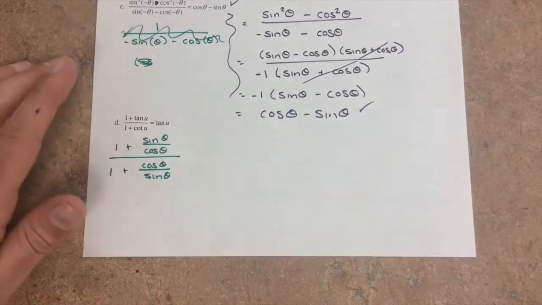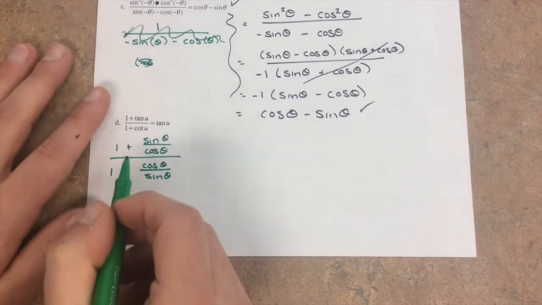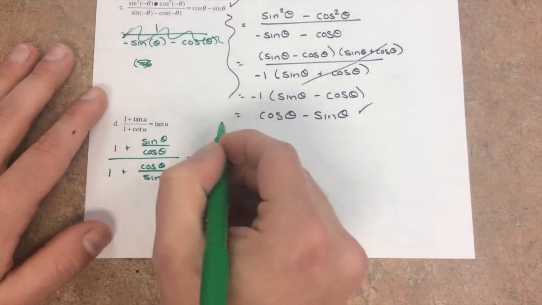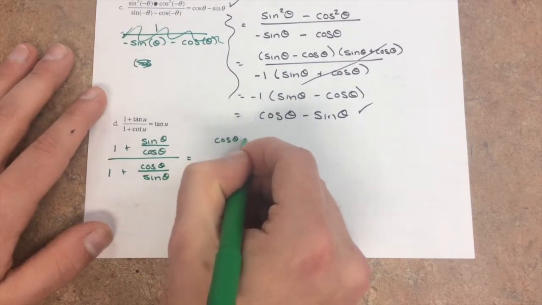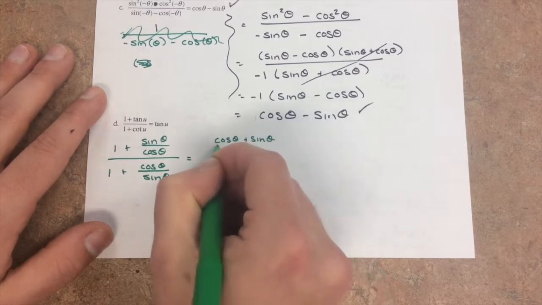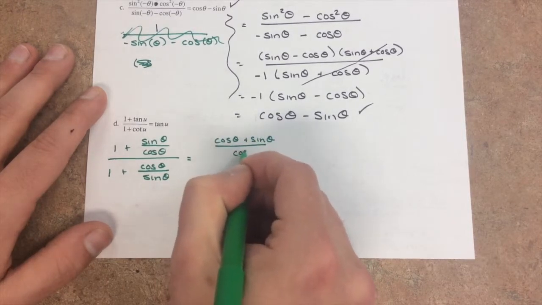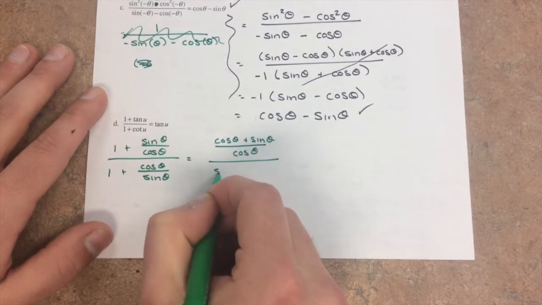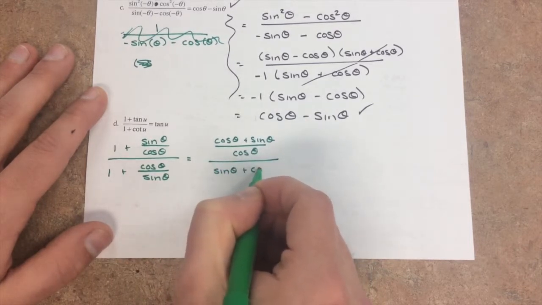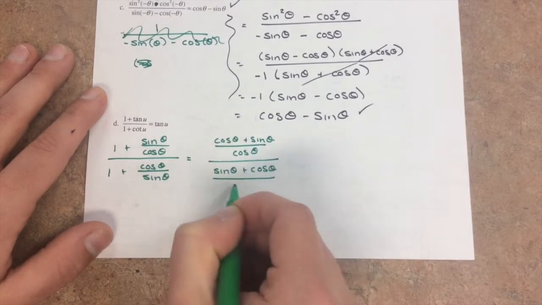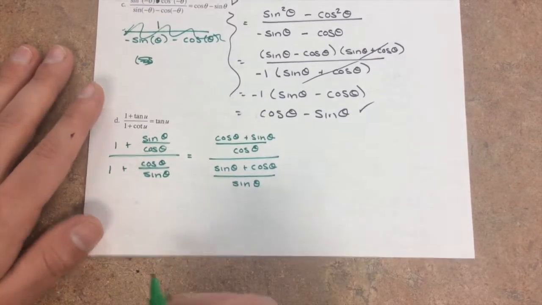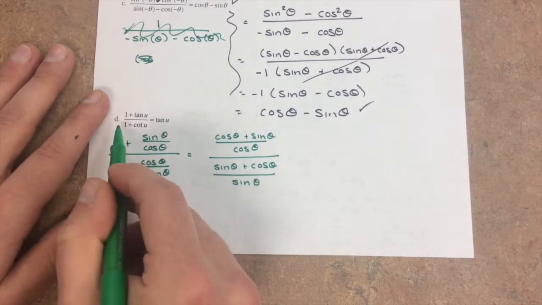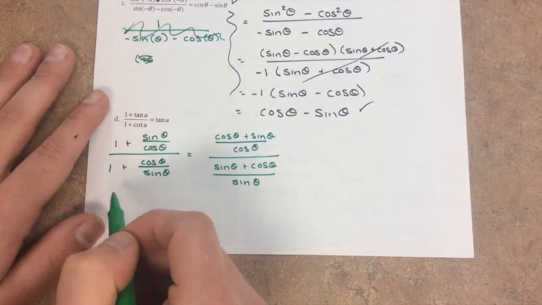And you might be saying, well, why is that helpful? Well, now we can get a common denominator on the top, which is cosine. So this is cosine theta plus sine theta all over cosine theta. And on the bottom, it's sine theta plus cosine theta all over sine theta. Now that's a lot. Where did the sine and the cosine come from? Well, this is cosine over cosine. This is sine over sine.